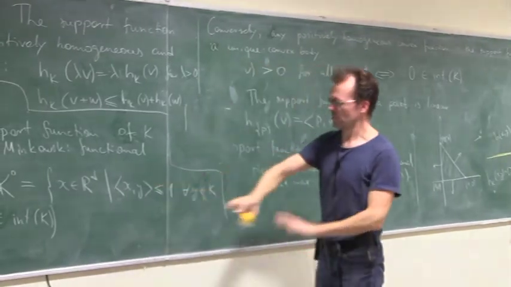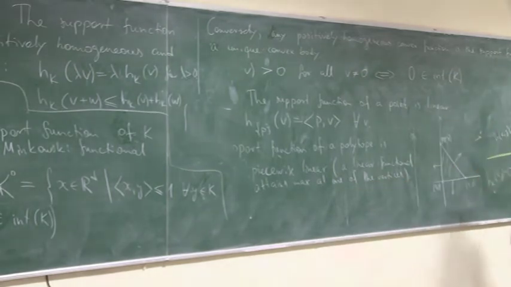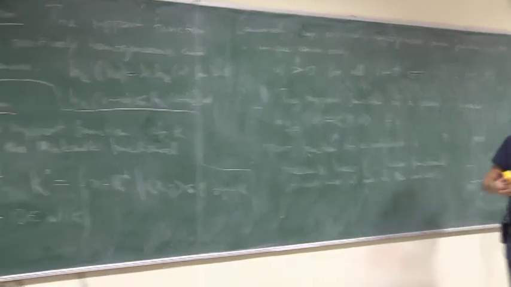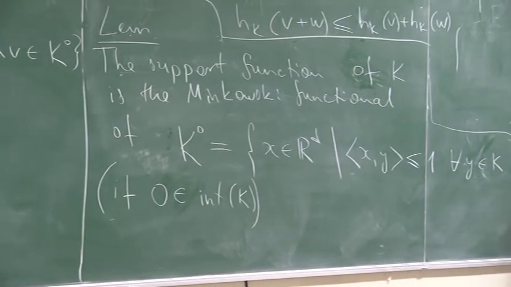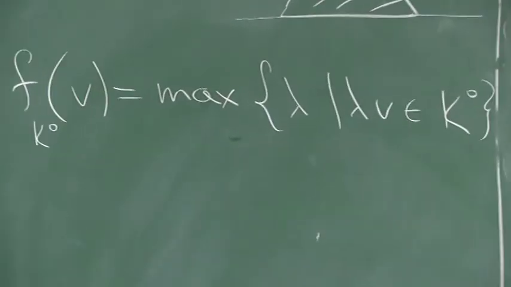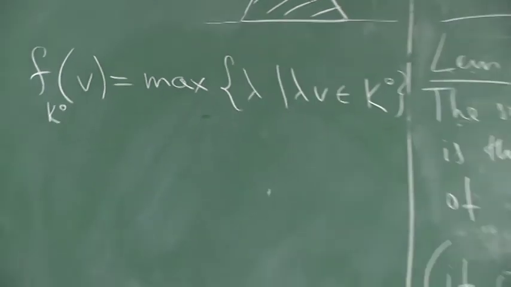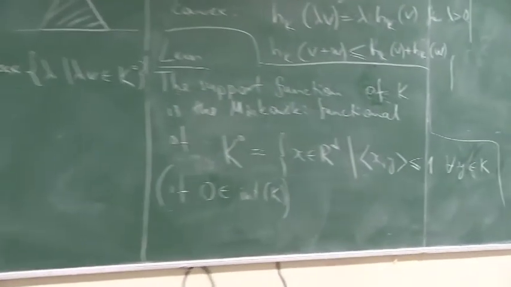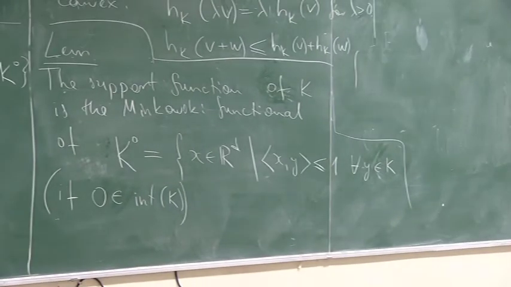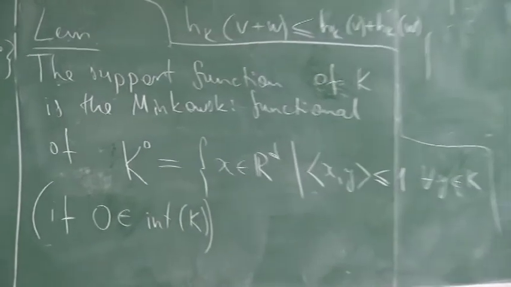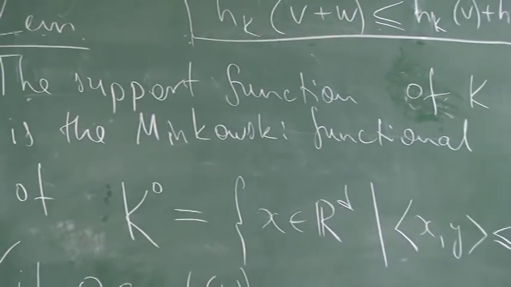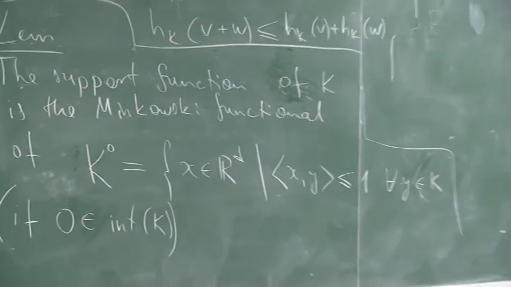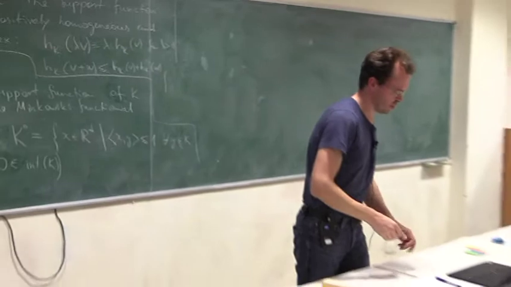And so this polar duality is also a very nice thing, of course. Polytopes become polytopes after duality. For example, ellipsoids become ellipsoids. Smooth bodies become smooth bodies. Okay, so that's all that one has to know about the support function.